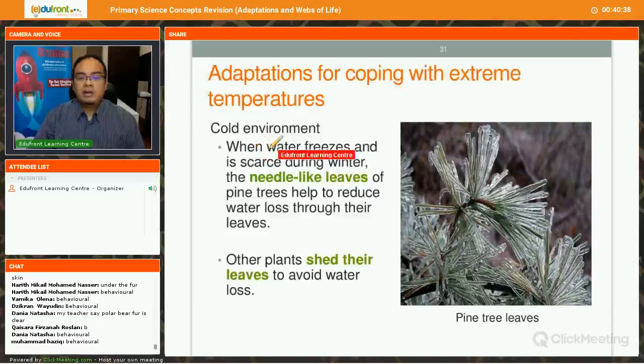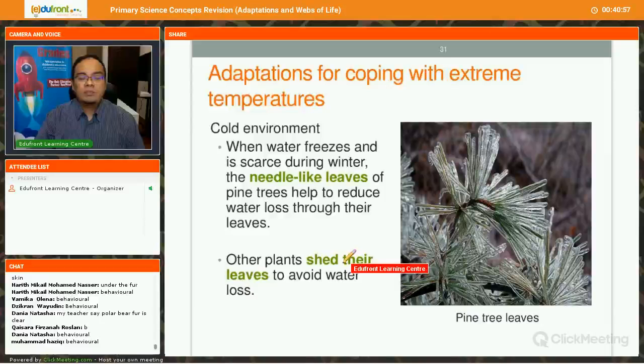Okay, cold environment. When water freezes and is scarce during winter, the needle-like leaves of pine trees help to reduce water loss through their leaves. You can see here, pine trees have needle-like leaves, and this helps to reduce the loss of water. And some plants shed their leaves to avoid water loss.